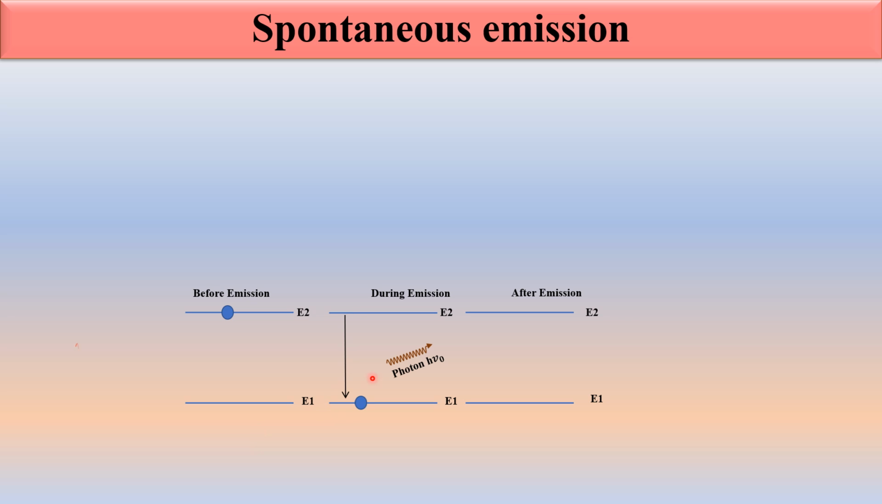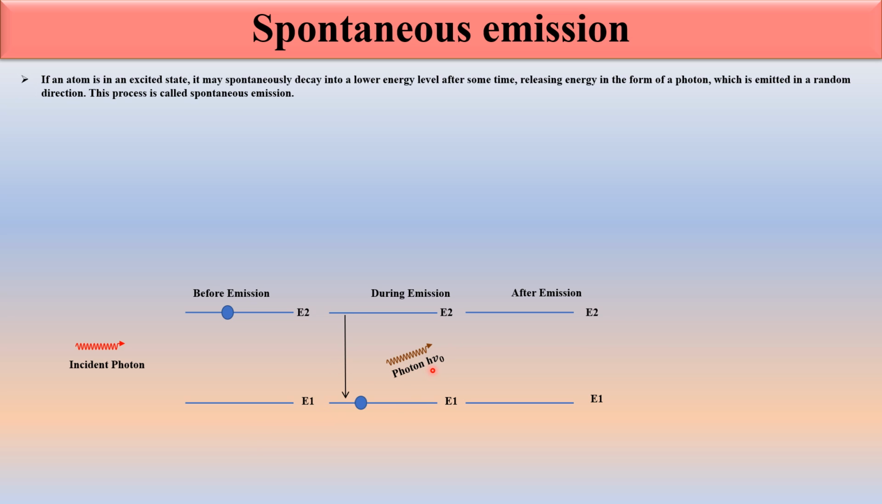You can see here, this is the spontaneous emission. If an atom is in excited state, it may spontaneously decay into a lower energy level after some time, releasing energy in the form of a photon, which is emitted in a random direction. This process is called spontaneous emission. It takes place without interaction with other photons, and the direction and phase are random. There is no specific direction or phase.